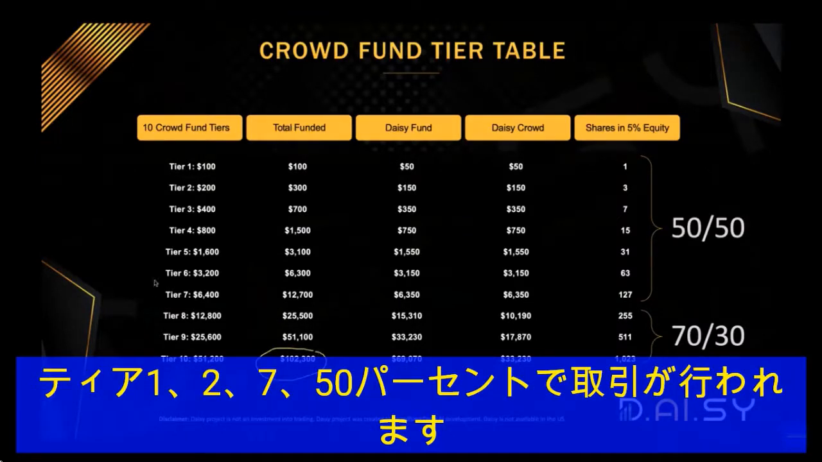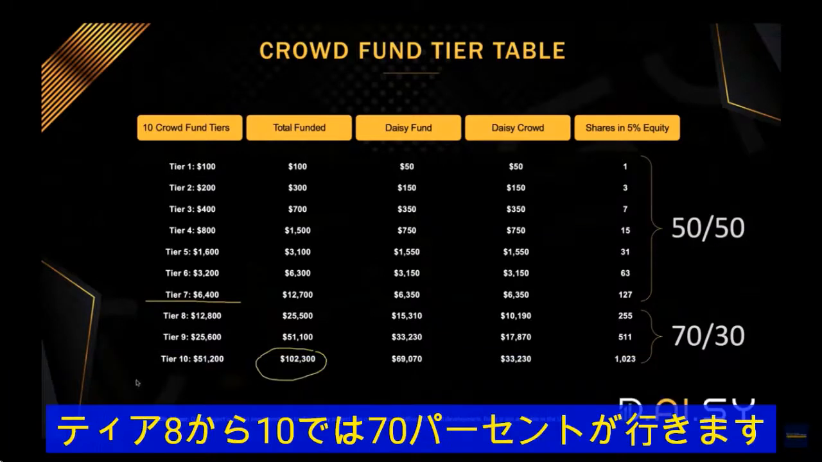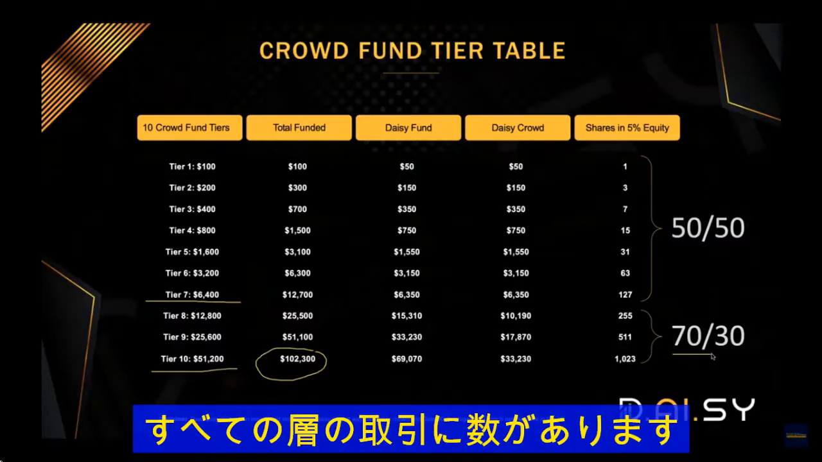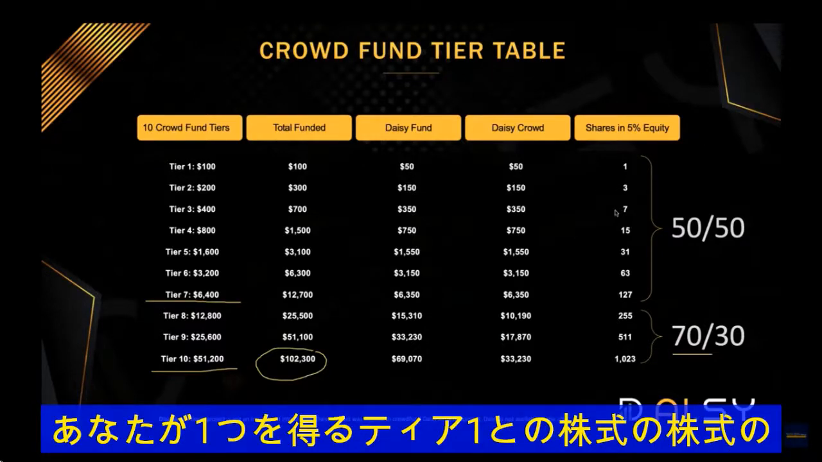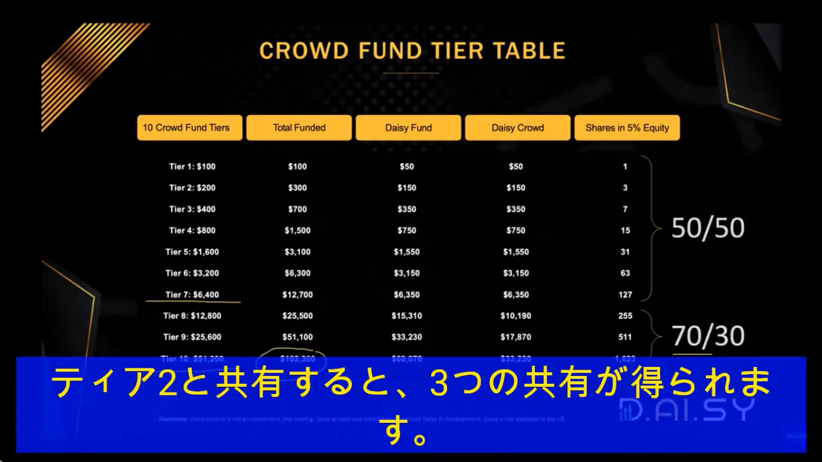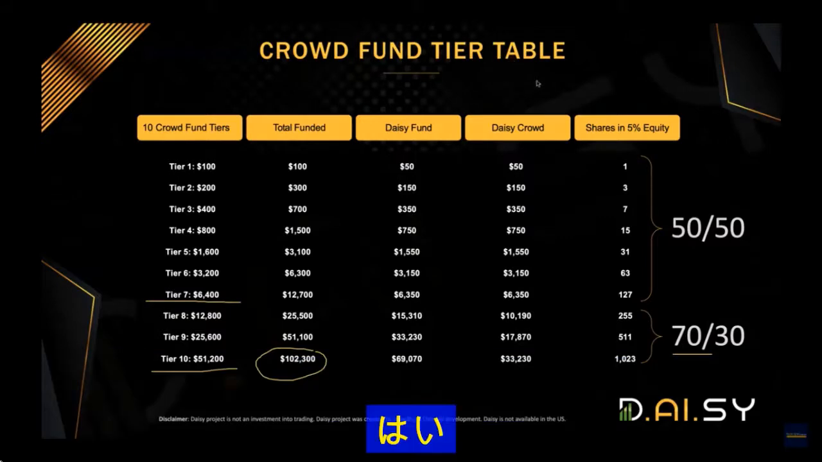And on tiers 1 to 7, 50% will go into trading, and on tiers 8 to 10, 70% will go into trading. Every tier will have a number of equity stock shares. With tier 1, you get 1 share. With tier 2, you get 3 shares, and so on and so on. Okay.